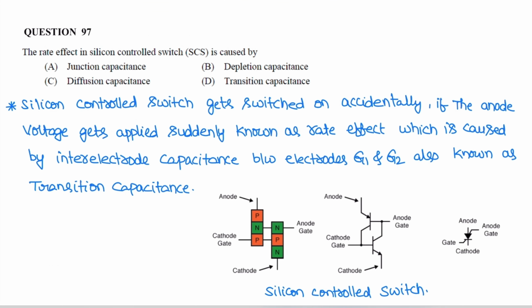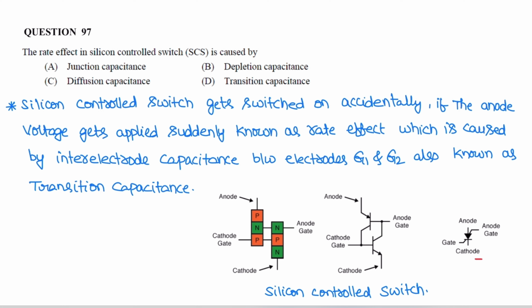Next question. The rate effect in a silicon controlled switch, SCS, is caused by. So this is the symbol for a silicon controlled switch, SCS. The equivalent diagram is given. It consists of two gates, anode gate and cathode gate, and two terminals, anode and cathode.